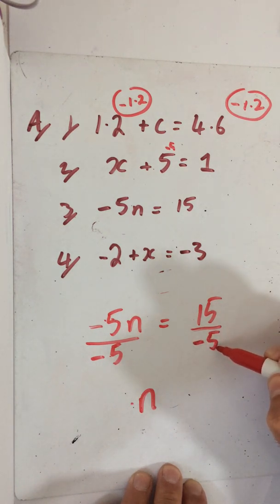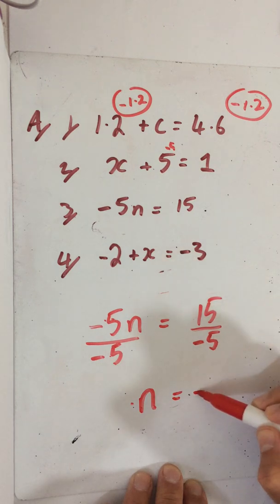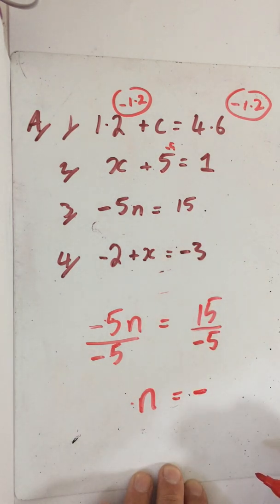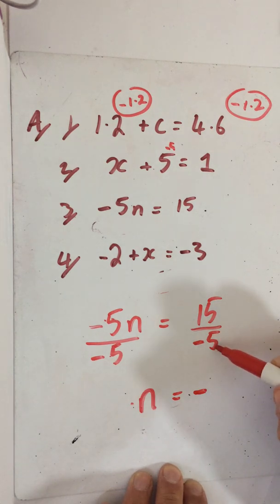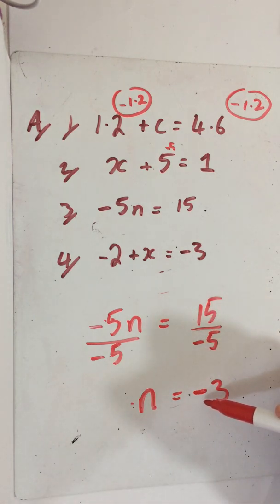I'm going to do the same on the other side, divided by minus 5. 15 divided by minus 5: a positive divided by a negative will always give me a negative number. So that would be 3, because there are 3 5s in 15, and a positive divided by a negative gives me a negative number.